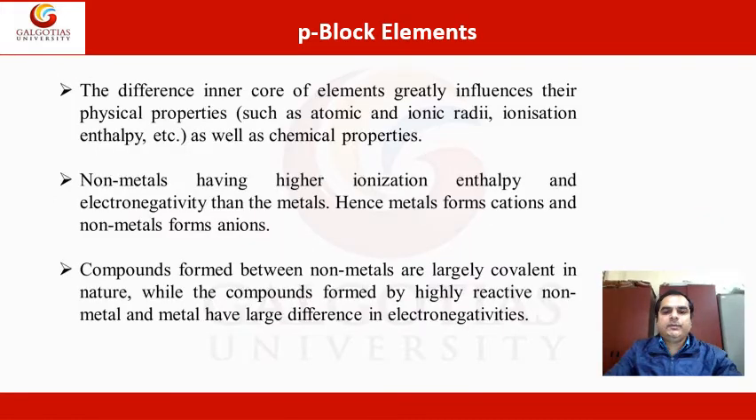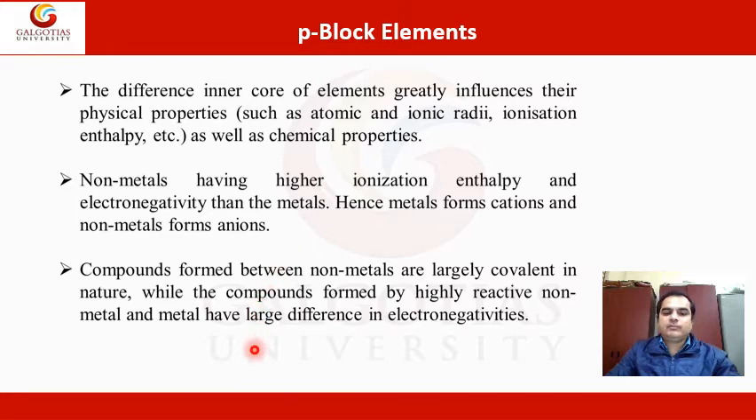If we discuss p block elements, we will find that there is a difference in the inner core of elements, which greatly influences their physical properties like atomic and ionic radii, ionization enthalpy, as well as chemical properties. Non-metals also have higher ionization enthalpy and electronegativity than metals. Hence, we can say that metals can easily form cations while non-metals can form anions, because non-metals can easily accept electrons, forming anions, while metals can easily release electrons, forming cations.